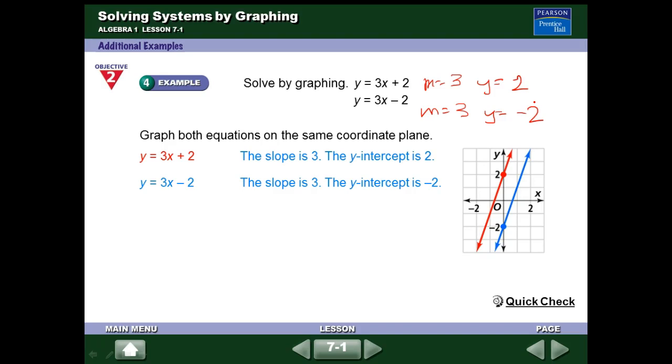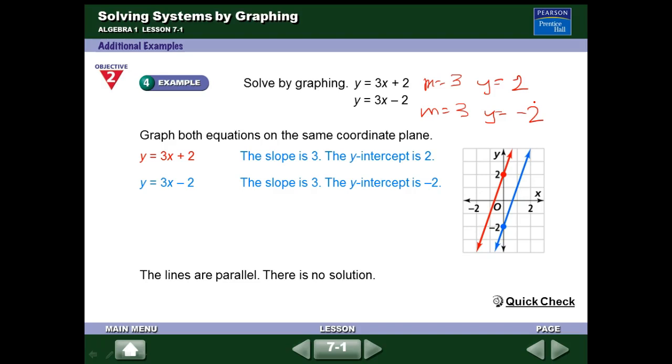What do you notice about this red and blue line? Do they intersect here on this graph? No, they do not. So since these do not intersect, these lines are parallel, they're never going to cross, there is no solution. Okay? So when you're solving a system of equations, there's 3 different answers. There's a no solution because the lines are parallel.